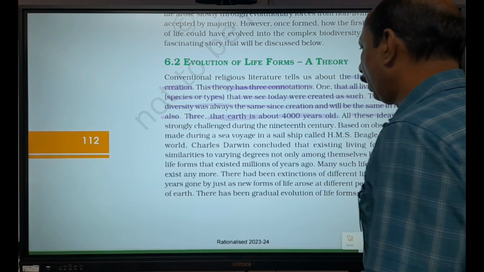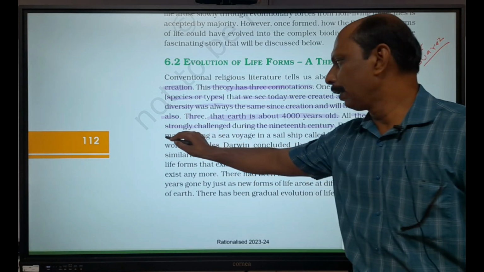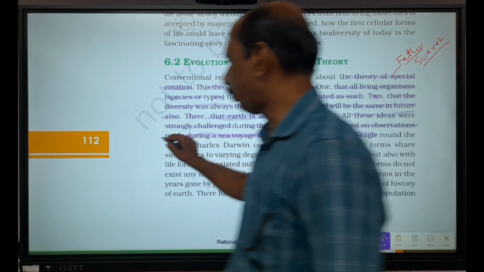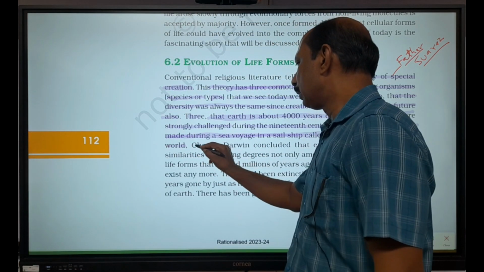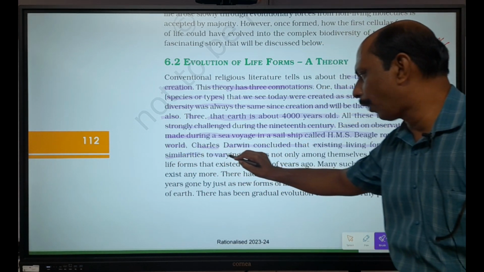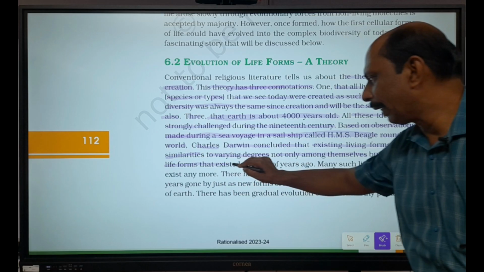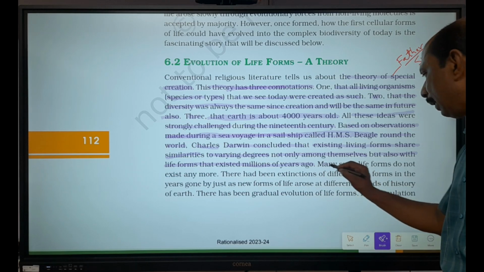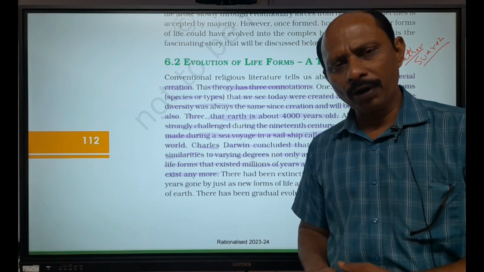All these ideas were strongly challenged during the 19th century based on the observations made during the sea voyage in a sail ship called HMS Beagle. HMS Beagle, it is the ship of whom? Charles Darwin, round the world, right? Charles Darwin concluded that existing living forms share similarities to varying degrees not only among themselves but also with the life forms that existed millions of years ago, means with the fossils, right? Second, many such life forms do not exist anymore. Today they are not present, they are present in the form of fossils only.